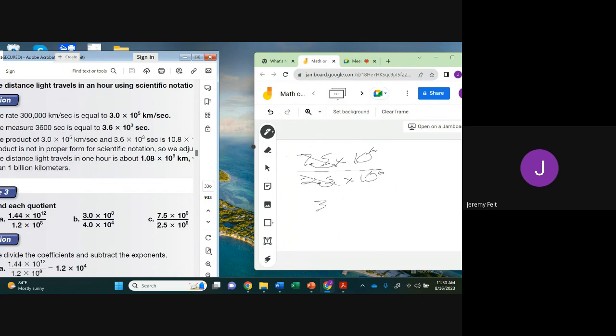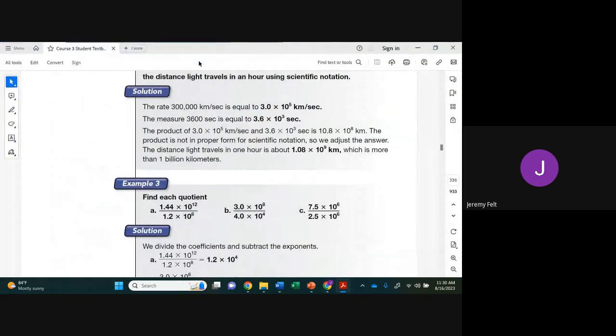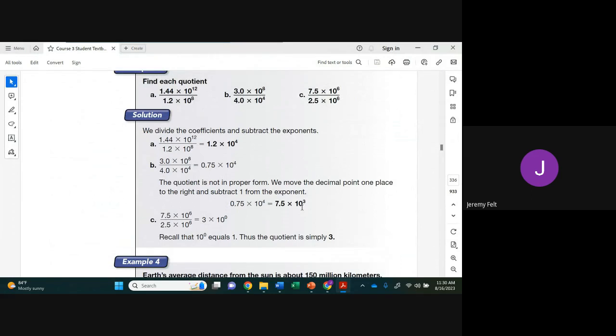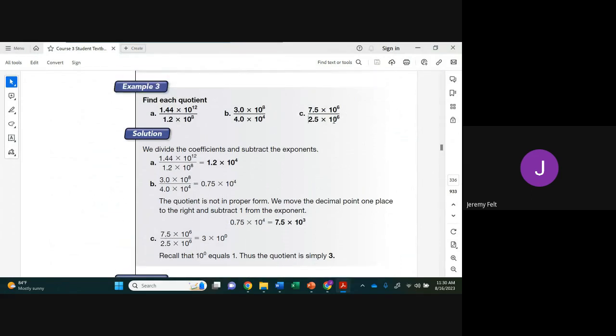10 to the power of 6 divided by 10 to the power of 6. 6 minus 6 is 0. So 10 to the power of 0 is just 1. 3 times 1 is 3. So 3 is probably not a number that we would normally put in scientific notation because it's a whole number. We usually use scientific notation for really large numbers and really small numbers. But again, we could simplify this down to where we have it just as 3.